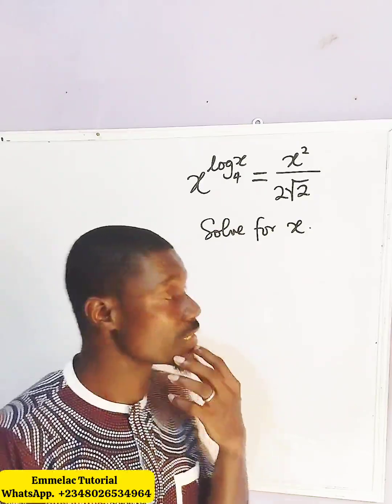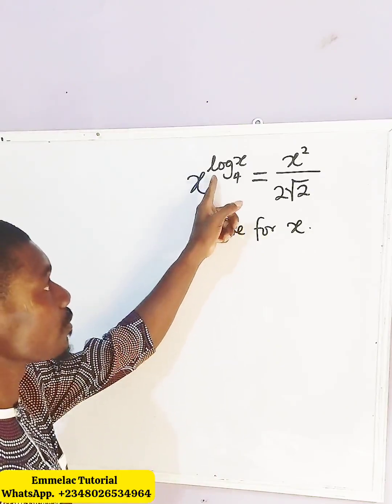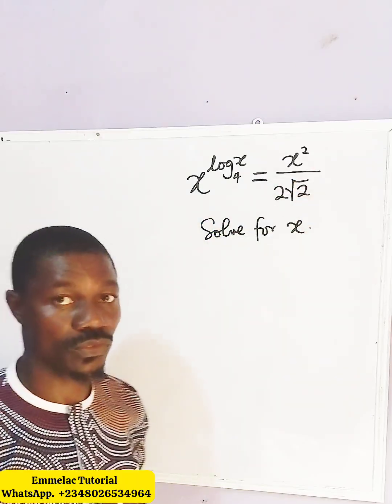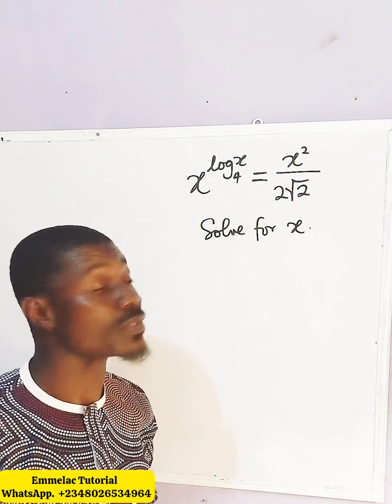Now before us is this equation: x raised to the power of log x base 4 equals x squared all over 2 root 2. We are told to solve for x. So how do we go about it?